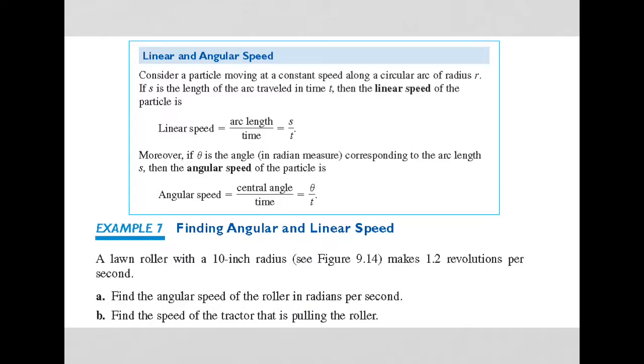Last little bit of thing we're going to talk about here is linear and angular speed. Consider a particle moving at a constant speed along a circular arc of radius r. If s is the length of the arc traveled in time t, then the linear speed of the particle is the arc length divided by the time.